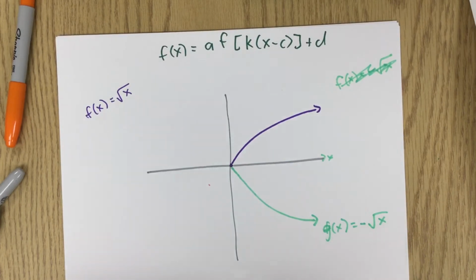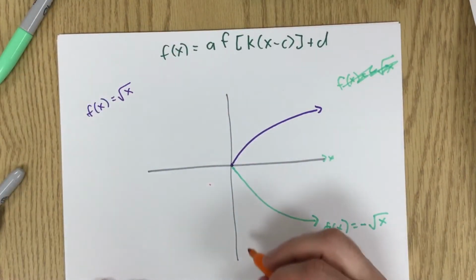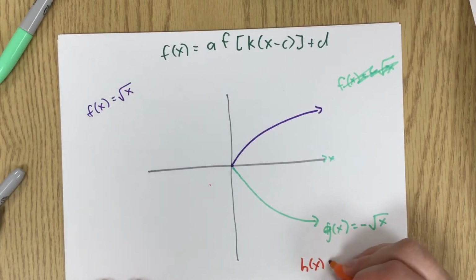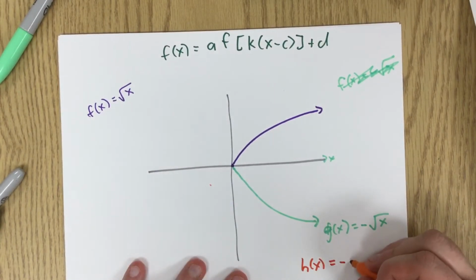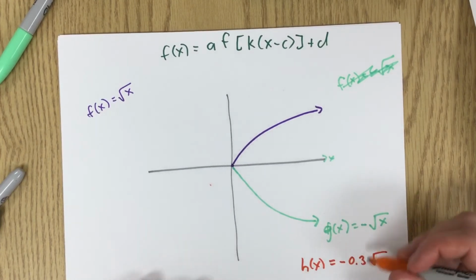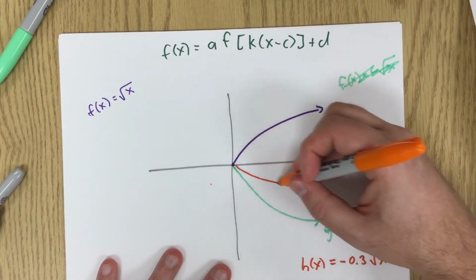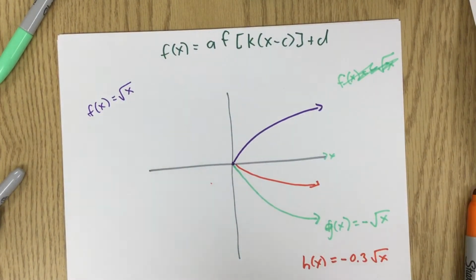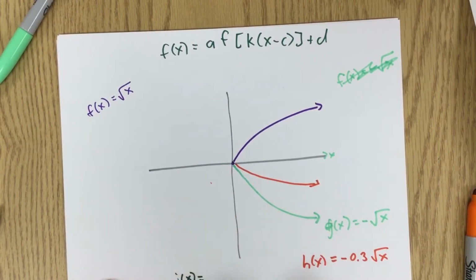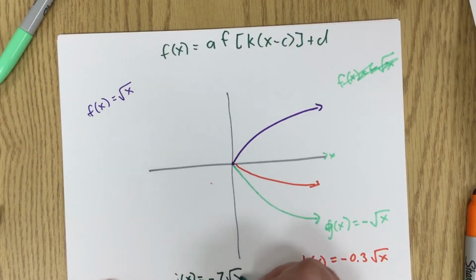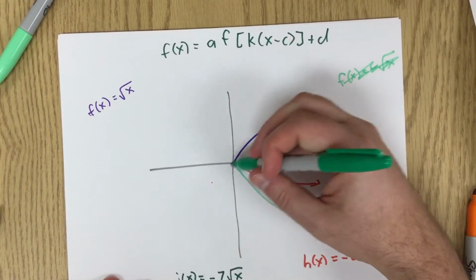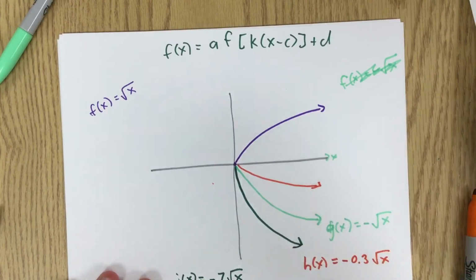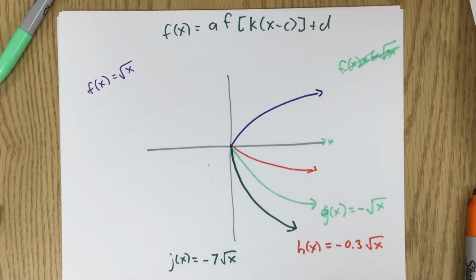And we could combine these things as well. So for example, we could say that h of x is negative 0.3 root x. So it's been compressed and flipped. So that would look something like this. And then we could do a stretch as well, of course. So it would be maybe j of x is minus 7 root x. So the negative means that it flips. It's reflected over the x-axis. And that would be our j of x.